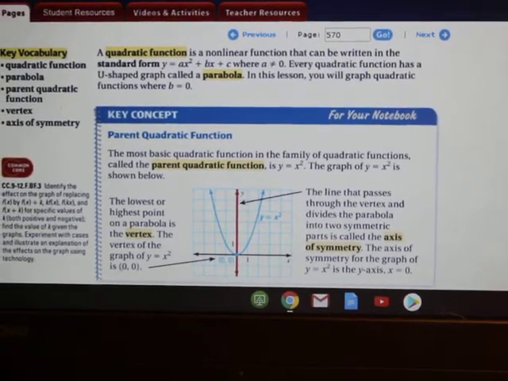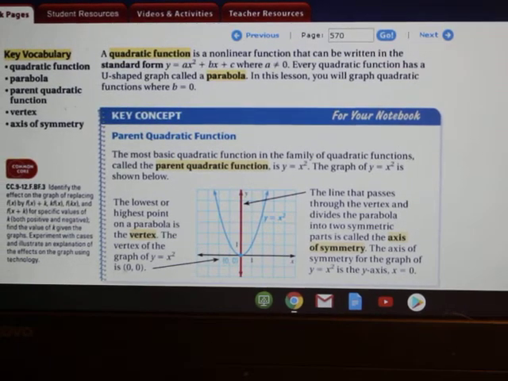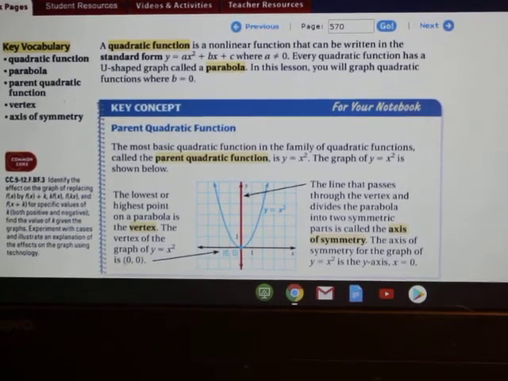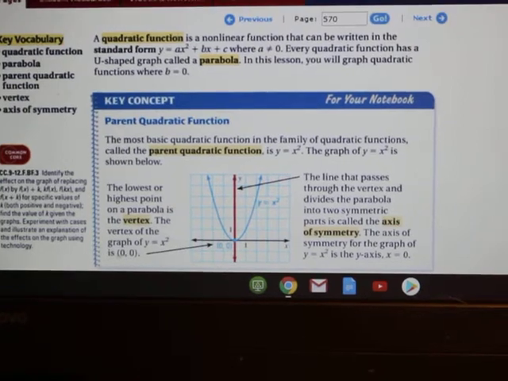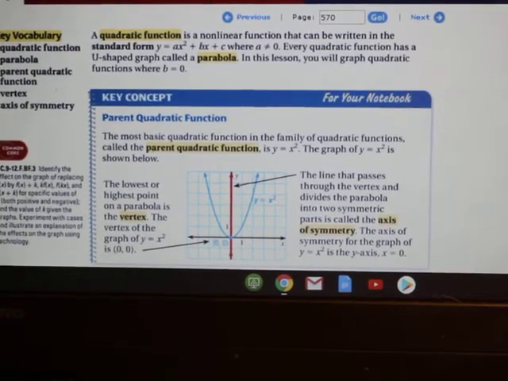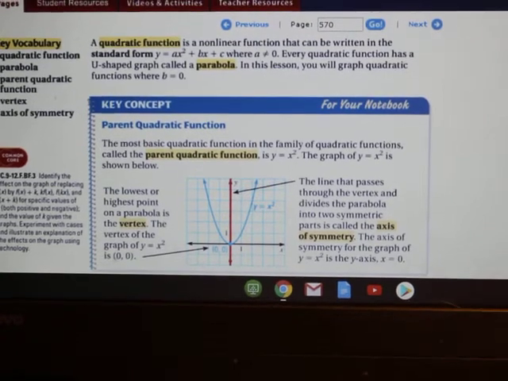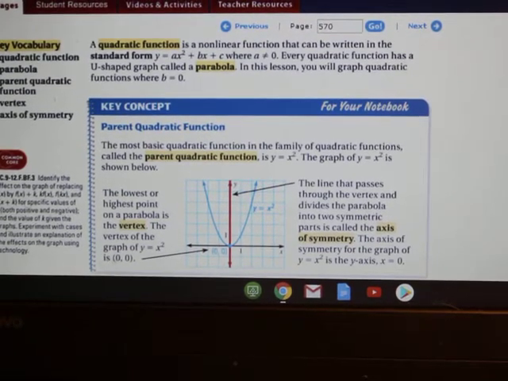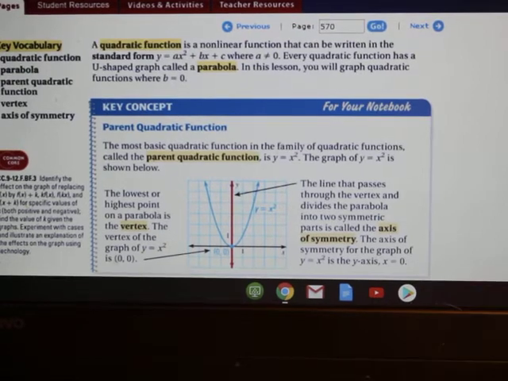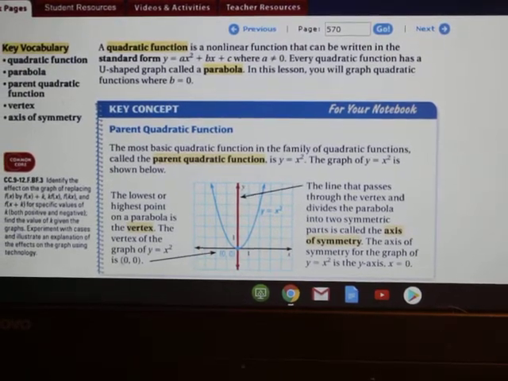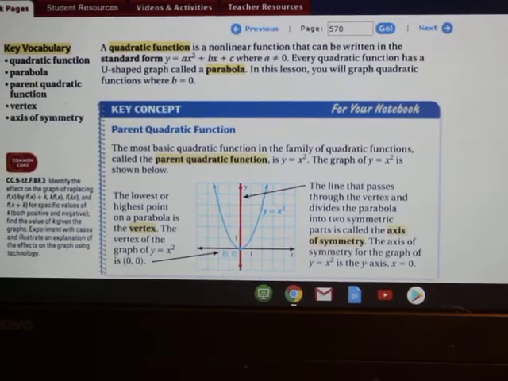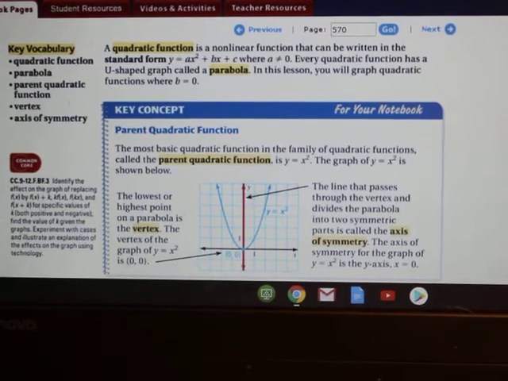We're going to talk about chapter 9.1 today and an introduction to what's called a quadratic function, which is a nonlinear function that can be written in the form f of x or y equals ax squared plus bx plus c. That should look familiar because we did some factoring with things in that form. We call them quadratic equations.